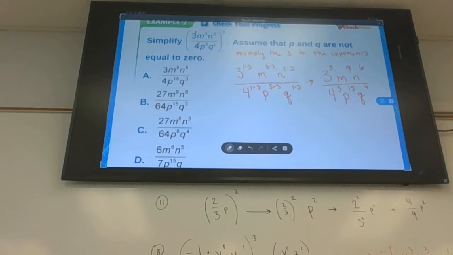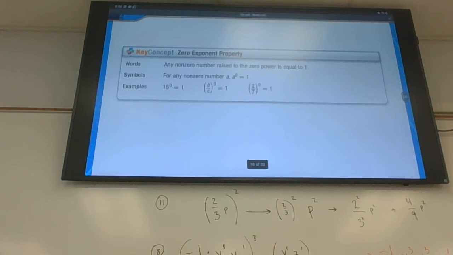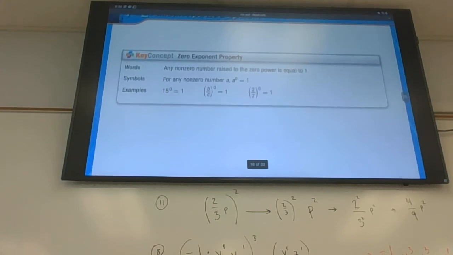So 3 to the third power, that's 3 times 3 is 9, times 3 is 27. 4 times 4 is 16, times 4 is 64. Yeah, that's looking a lot like letter B. How did you get 24? 3 times 3 times 3. Oh, you have to do that first.